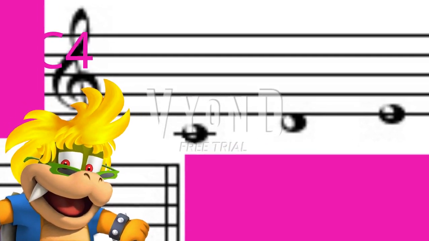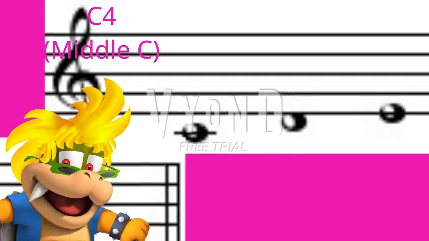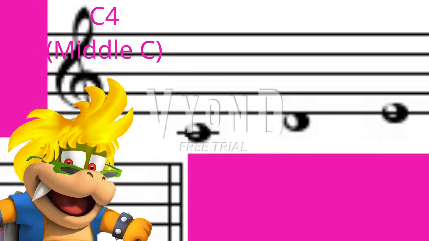Now this is the treble staff. It covers all of the notes that are on the right side of the piano. It also includes the treble clef, or the G clef. Just like C4, it is on the ledger line below the treble staff. It's also called middle C.